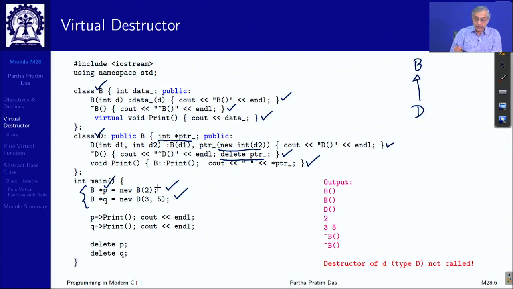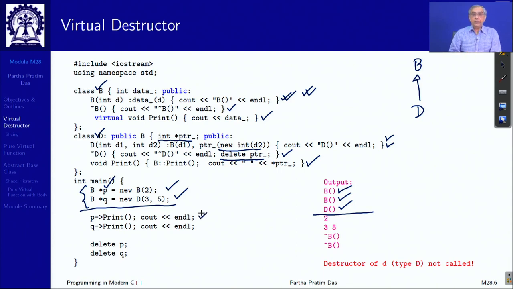As we do this construction, for new B 2, the constructor of class B will get invoked. So, this output will come. For the construction of D 35, first again the constructor of class B, the base class part of the class D object will be constructed by the base class constructor. So, constructor B will be called. Then we will have the completion through the construction of D. So, this is how the two objects will get constructed up to this point.